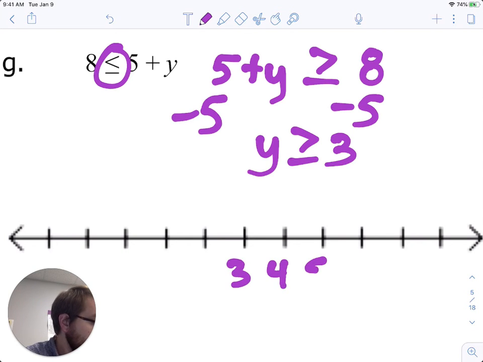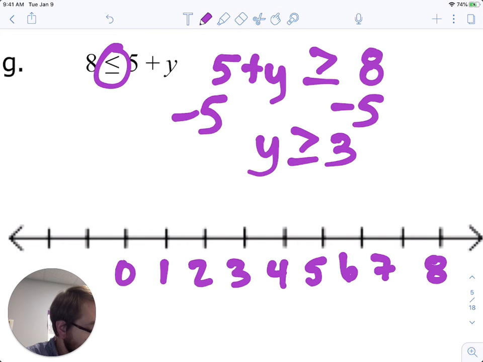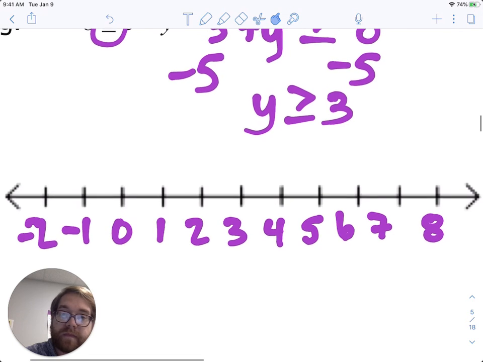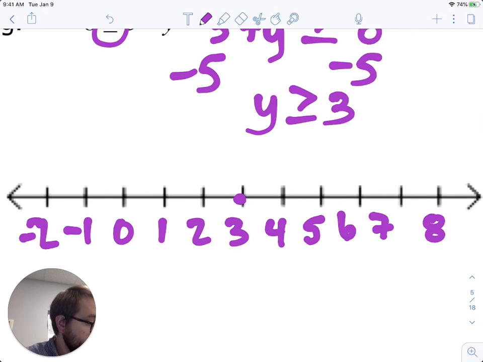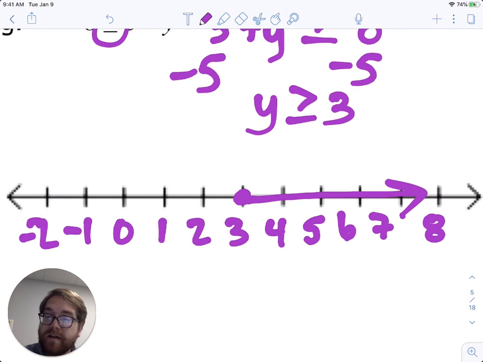So I put my numbers onto the number line. I'll put a closed dot at 3. And then I will draw my arrow towards the numbers that are greater than 3. Y is greater than or equal to 3, because that's what our solution is. So our arrow goes to the right, to all the numbers that are greater than 3.